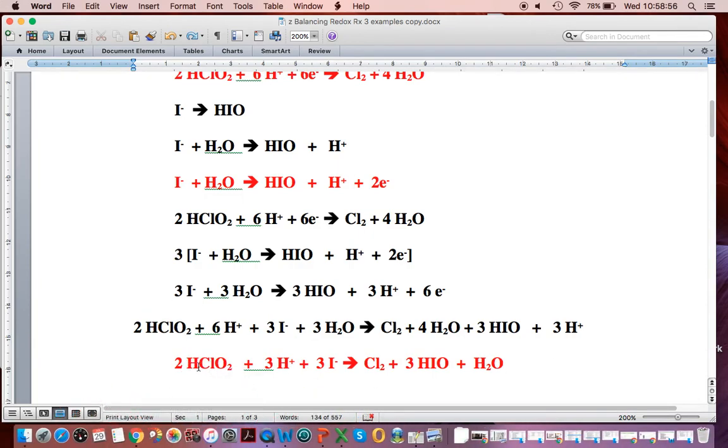So we go element by element. 2 H's there and 3 H's makes 5. 3 H's there and 2 makes 5. 2 chlorines, 2 chlorines. 4 oxygens there, 3 oxygens and 1 is 4 oxygens. And we have 3 I's there and 3 I's there. Now, 3 plus 3 minus, this side equals 0, and no charge on the right. So it's balanced in terms of atoms and charge. So that is our first example, all done. We're going to move to example 2.